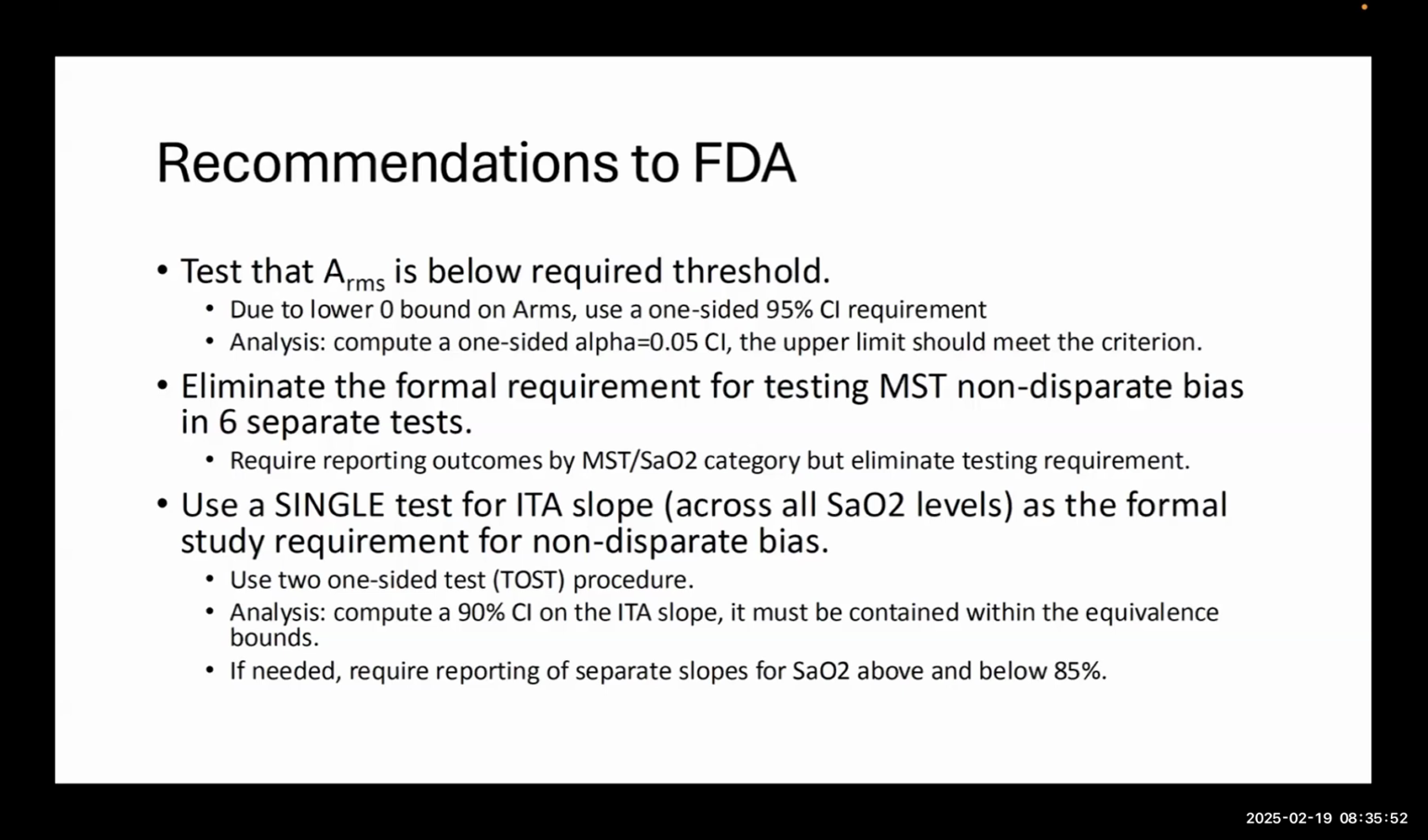It would meet the requirement to formally show that the product didn't have too much non-disparate bias. It would allow you to report the MST subgroups so people could look at those and decide how they feel about the product. So that's it.